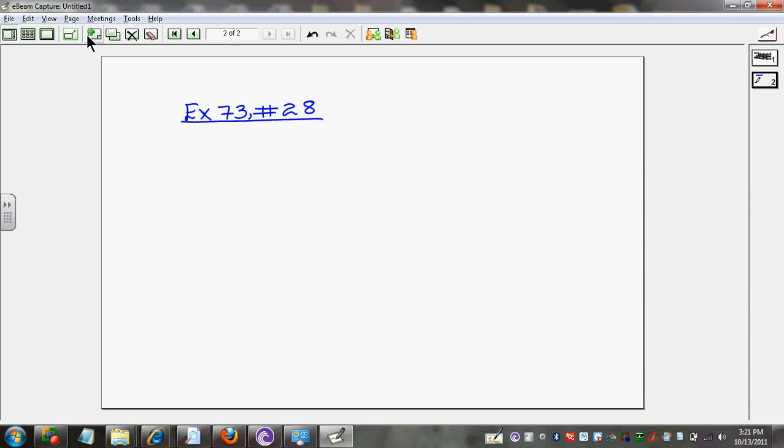We're looking at exercise 73, number 28. That would be 2x, open brackets, x minus 5, close brackets, minus x, open brackets, x minus 2, close brackets, minus 3x into x minus 5.